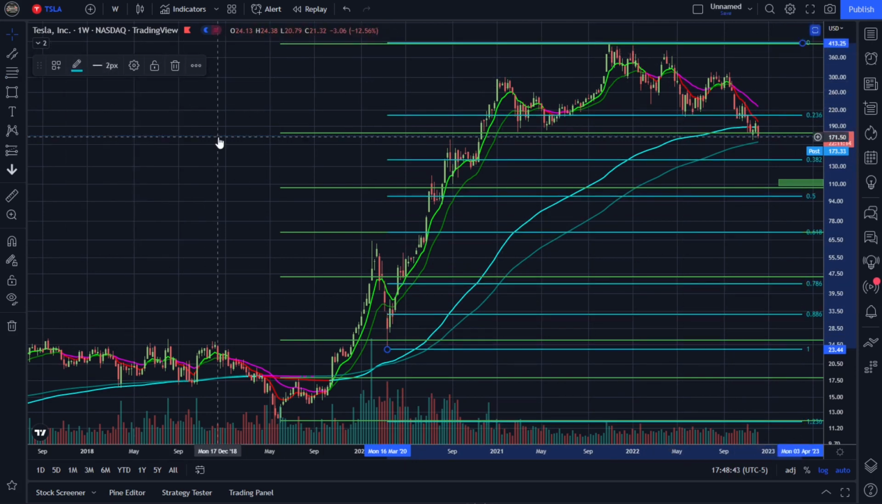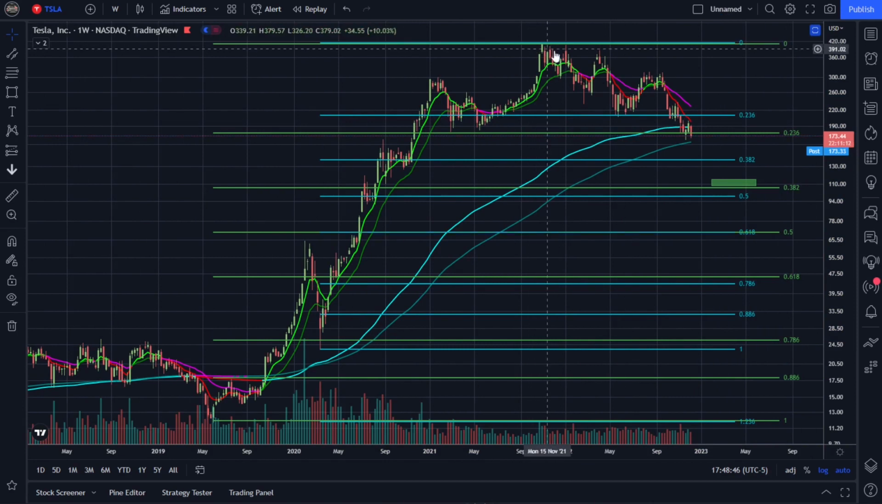So let's turn this one blue and then take a look over here. So we came down initially perfectly to the 236. Interesting. Bounced up, put in a lower high, came down here, broke through that 236, hit the 200 exponential and simple on the weekly, and then we tagged the green 236. So this one appears to be getting a lot more play.